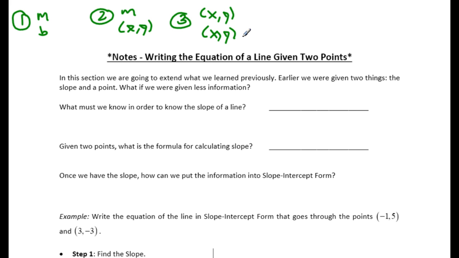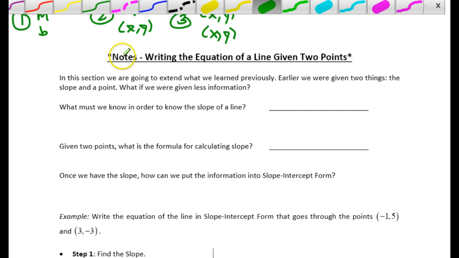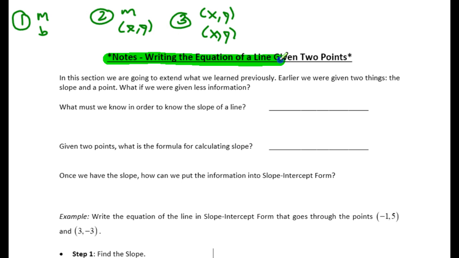Okay, so now they're giving us even less information, but we're going to work through it to still put it in y equals mx plus b slope-intercept form. So that's why this lesson is about writing the equation of a line given 2 points. In this section we are going to extend what we learned previously.